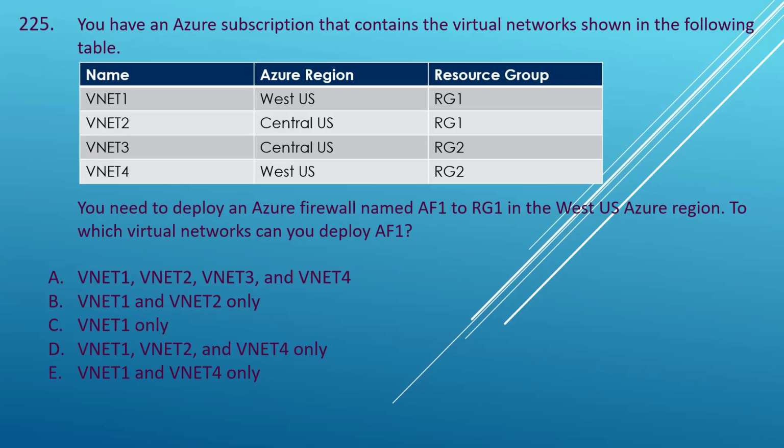To which virtual networks can you deploy AF1? Your options are all the 4 virtual networks, virtual network 1 and virtual network 2 only, virtual network 1 only, virtual network 1, 2, and 4 only, and virtual network 1 and 4 only. And friends, the correct answer here is option C, virtual network 1 only. The firewall, virtual network, and the public IP address all must be in the same Azure resource group and same region.